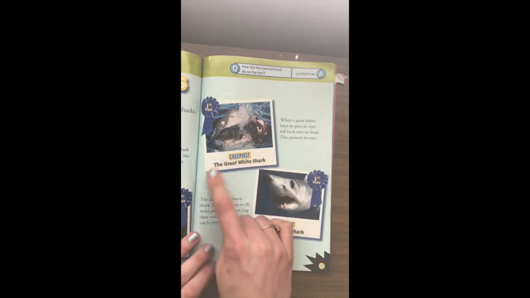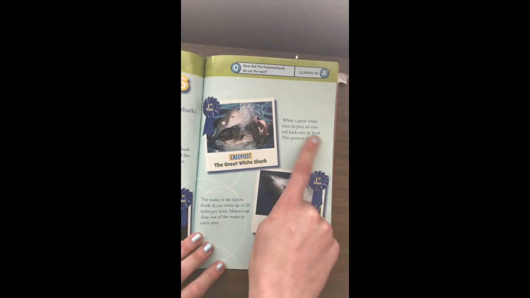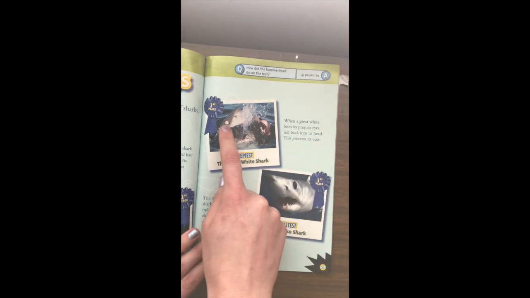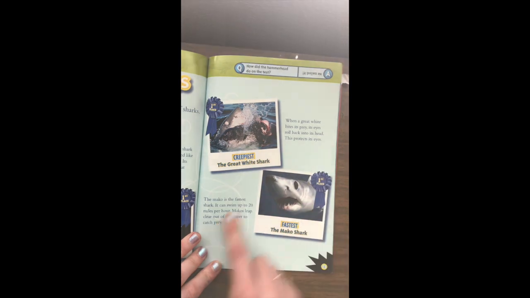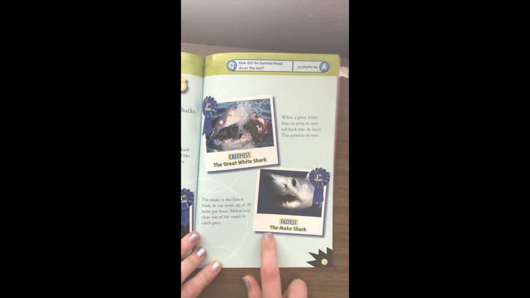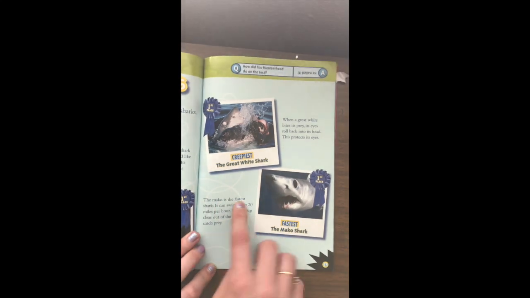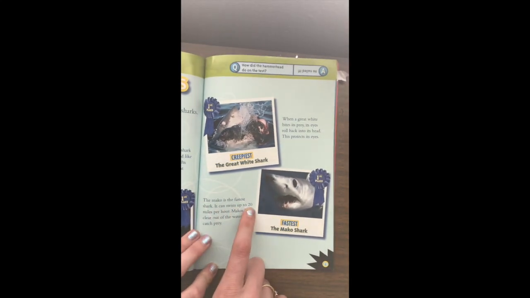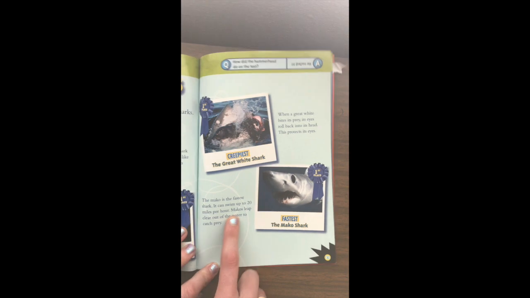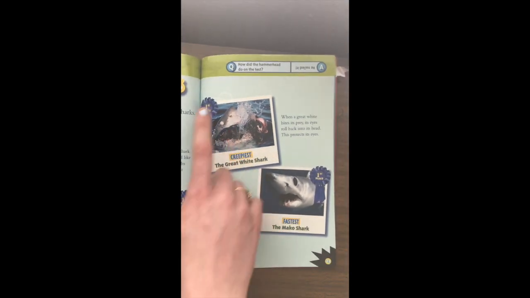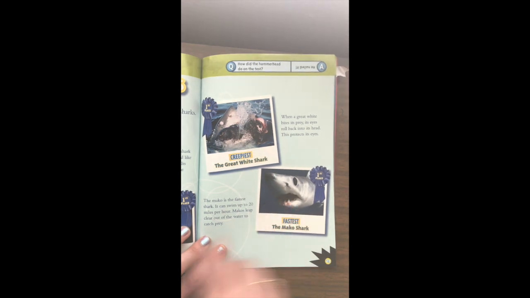The creepiest is the great white shark. When a great white bites its prey, its eyes roll back into its head. Look, there's its eye. This protects its eyes. Oh my goodness, the fastest is the mako shark, and his teeth look so scary. The mako is the fastest shark. It can swim up to 20 miles per hour. Makos leap clear out of the water to catch prey. Oh my goodness. Look how scary. That one's scary to me.